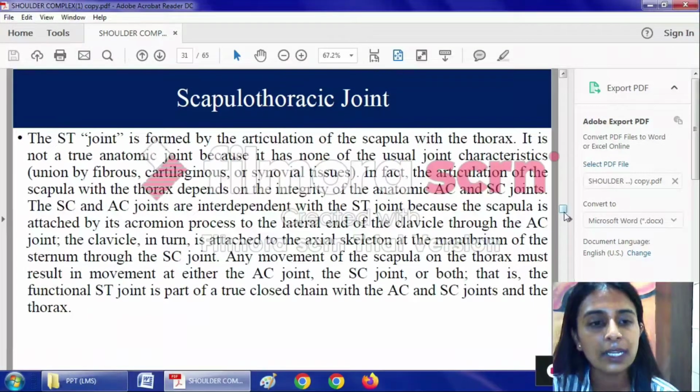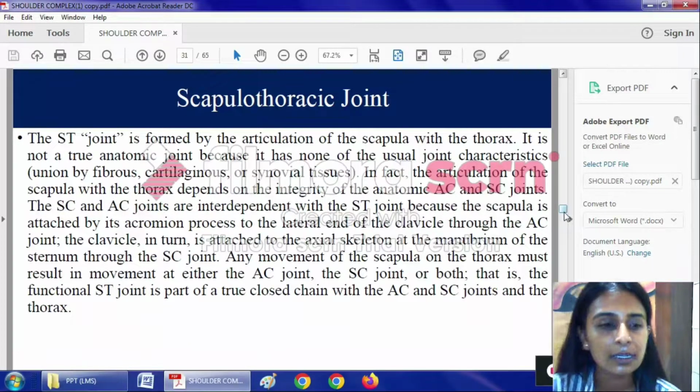The clavicle in turn is attached to the axial skeleton at the manubrium of the sternum through the SC joint. Any movement of the scapula on the thorax must result in movement at either the AC joint, the SC joint, or both. That is, the functional ST joint is part of a true closed chain with the AC and SC joints and the thorax.